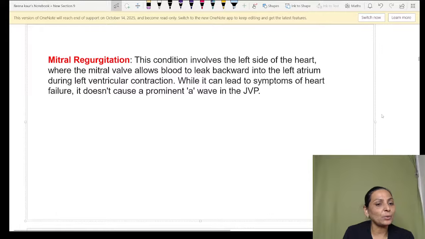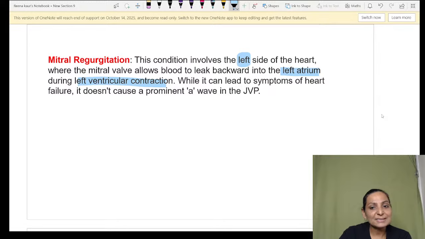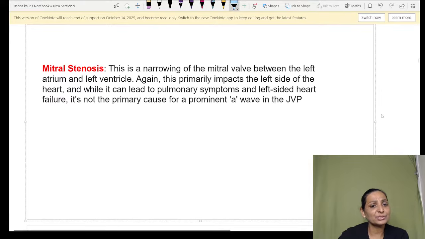We also can rule out mitral regurgitation and mitral stenosis, because mitral regurgitation means involving the left side of the heart, when the mitral valve allows the blood to leak backward into the left atrium during left ventricular contraction. So this is not going to cause an A wave, definitely, because the A wave is dealing with the right atrium. Similarly, mitral stenosis, when there is narrowing of the mitral valve between the left atrium and the left ventricle, again, this is impacting the left side of the heart. So we cannot expect a prominent wave which is dealing with the right side of the heart.